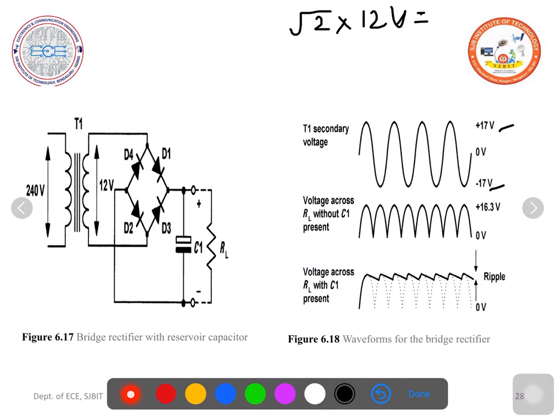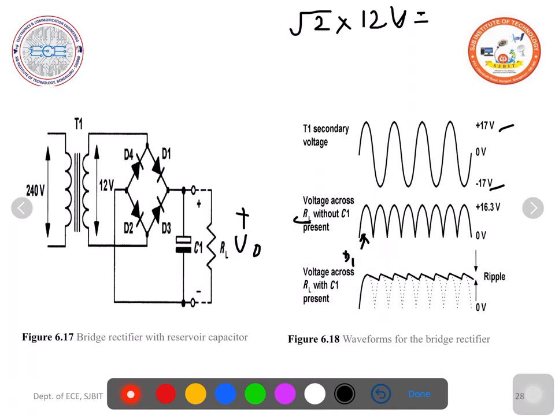Then the voltage across RL without the capacitor. Till now we have not discussed the capacitor, so forget about the capacitor. The voltage across just RL. The waveform here is like this. So initially this is due to D1, D2, this is due to D3, D4, it repeats.